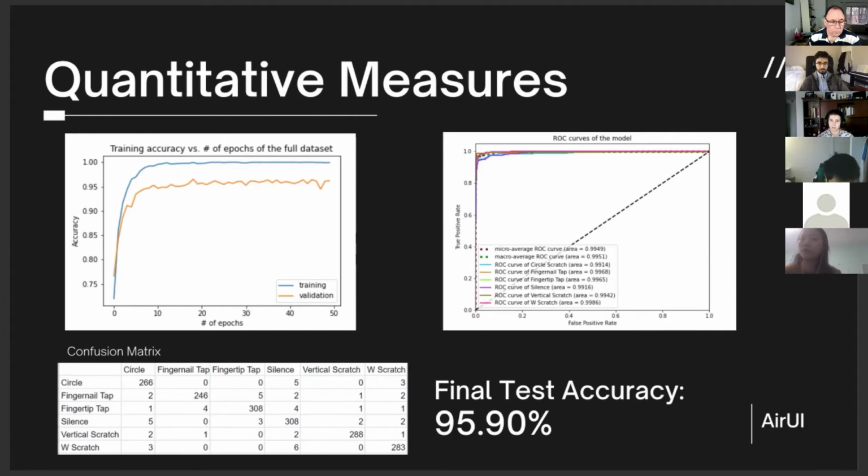Silence is by far the most confused, which is ideal for us because in practice, this just means we have false negatives, which have very low impact until they cross about that 5% confusion boundary, which we're far below. The other class that we had some confusion on was our circle scratch class, and we're going to look at why in the next slide.